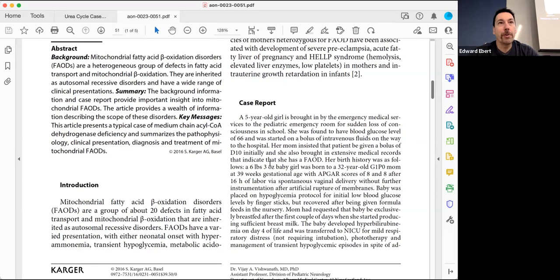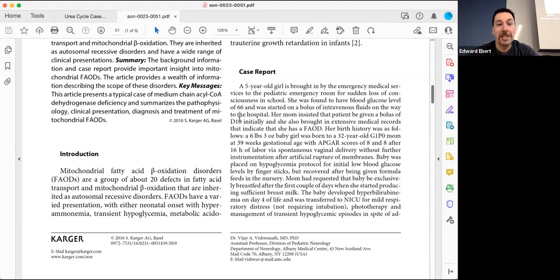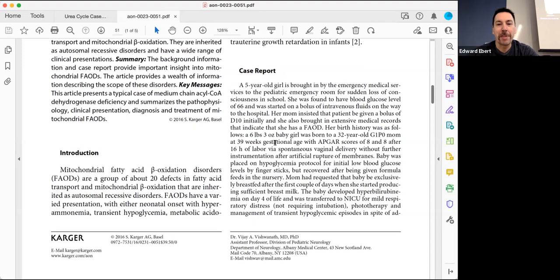So I like our little case report here. We bring in a 5-year-old. This is good because being 5 years old means there is not something serious since birth, like our maple syrup urine disease. A 5-year-old, typically otherwise healthy, suddenly passes out in school and has a blood glucose level of 66. So it's a bit low. Gets IV fluids. Mother insisted that we have D10. So what is D10? We have to look up some information in here as well.